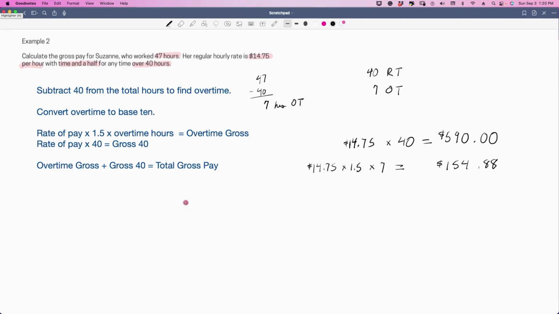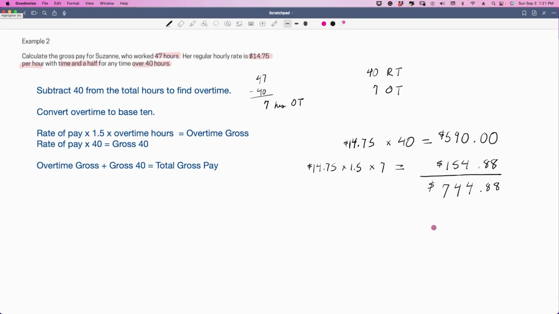So now we add the overtime gross, which is this, and the gross for 40 hours, which is this, and we get our total gross pay. We're just going to leave them stacked and add them together. So it's going to be 88 cents. And then this would be 14, carry 1. That's going to be $744.88 is what she earned working 7 hours of overtime.